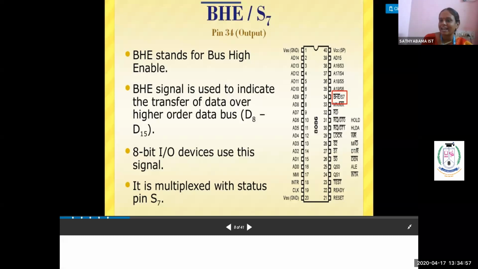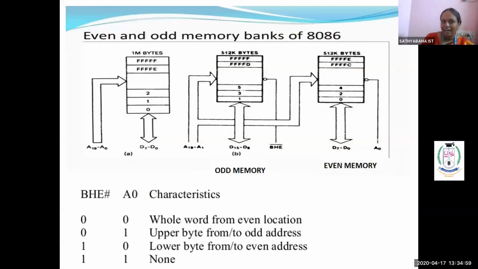Next, bus high enable, BHE. What is bus high enable? We will see it next. This bus high enable is chosen along with A0, the address bit A0, to decide which memory to use. This is one of the new concepts you didn't learn in 8085, where we had a 64 KB memory. But here we divide the memory into an odd memory bank and an even memory bank. Odd memory bank means odd addresses: 1, 3, 5, 7, 9. Even memory means 0, 2, 4, 6, 8.